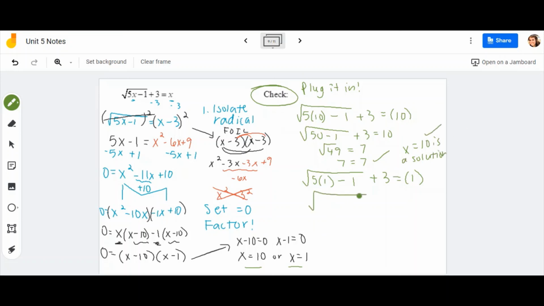And then I simplify the other one, so I get 5 minus 1 plus 3 equals 1. Square root of 4, if I subtract the 3, I'm going to get negative 2. The square root of 4 is 2 equals negative 2. That is not equal, so x equals 1 is an extraneous solution. It does not satisfy our equation. All right, great job.